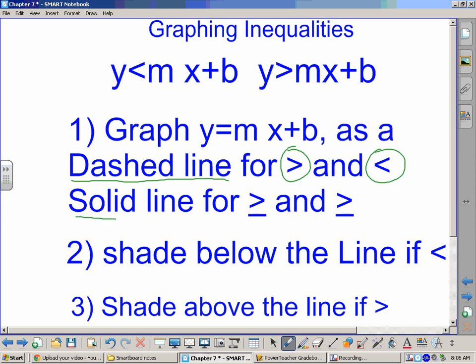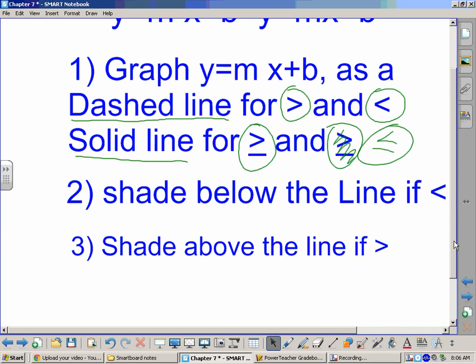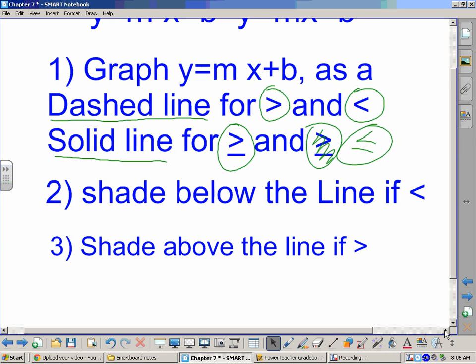You do a solid line when you have a line underneath your inequality. So this one should have been the other way. I apologize. It should be less than or equal to. And now we determine we're going to shade below the line. Anytime your inequality is less than, this means smaller than, we're going to shade below the line.